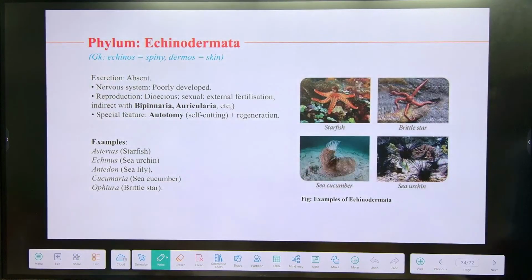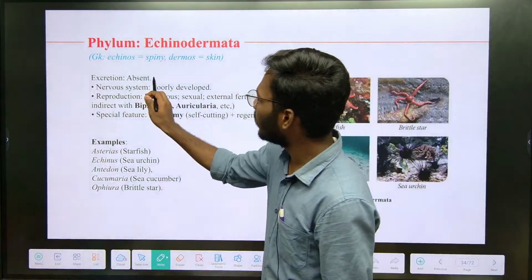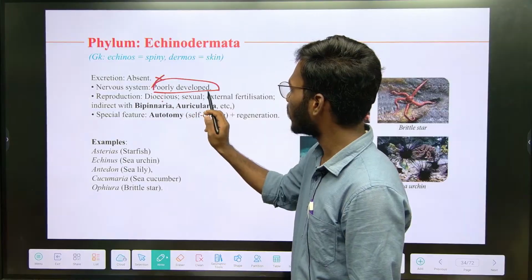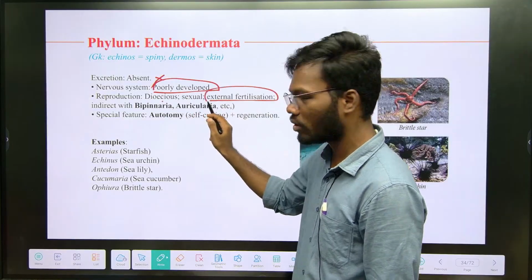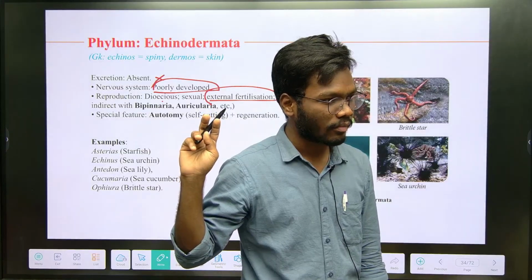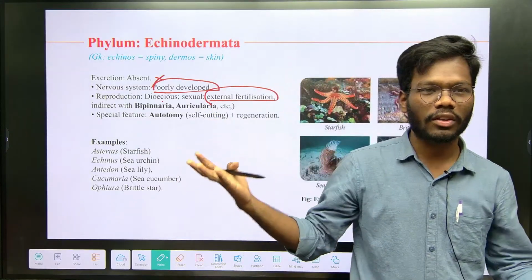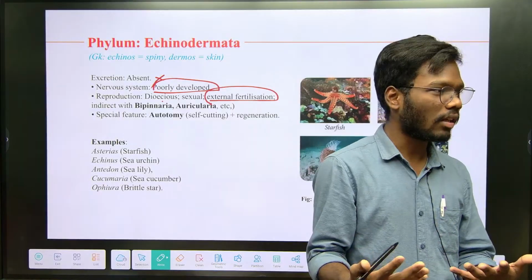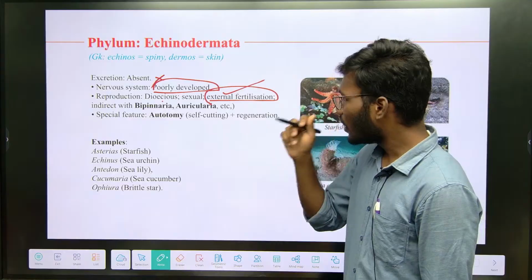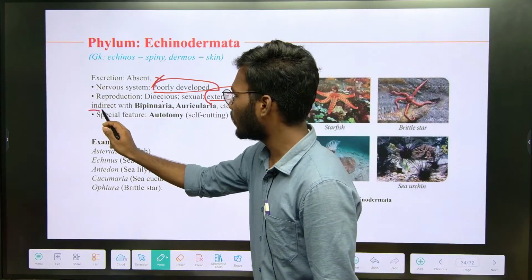We will see the excretory system is not present, nervous system is poorly developed, dioecious, sexual development, external fertilization, because these are present in marine habitats, right? So that's why they perform external fertilization. Both the gametes are released into water, and fertilization happens there. So that's why they perform only external fertilization. And it is indirect development. So that's why they are having larvae.